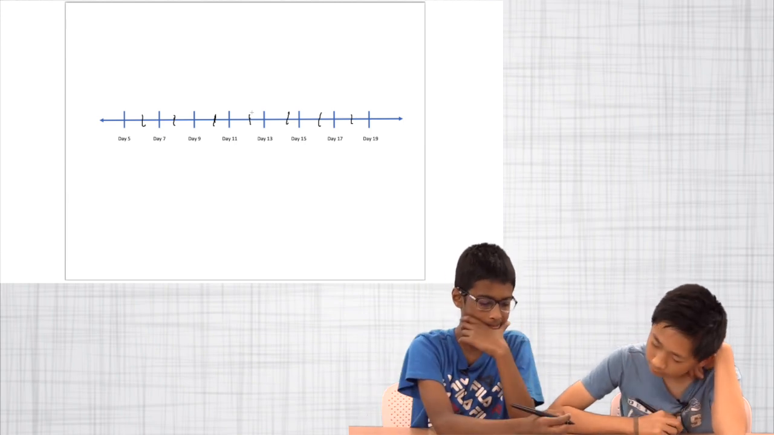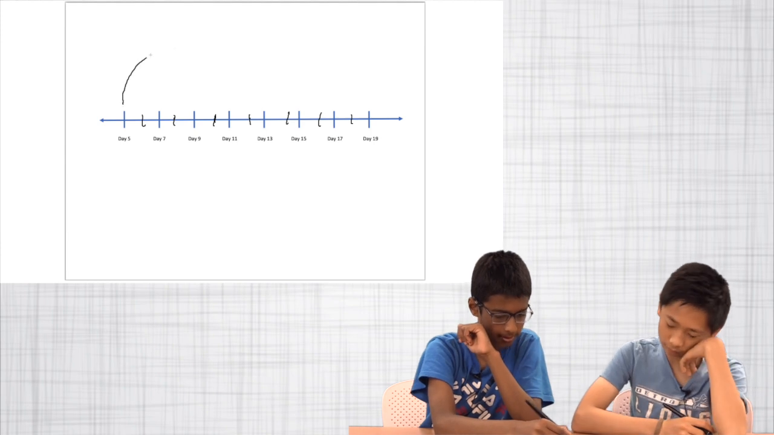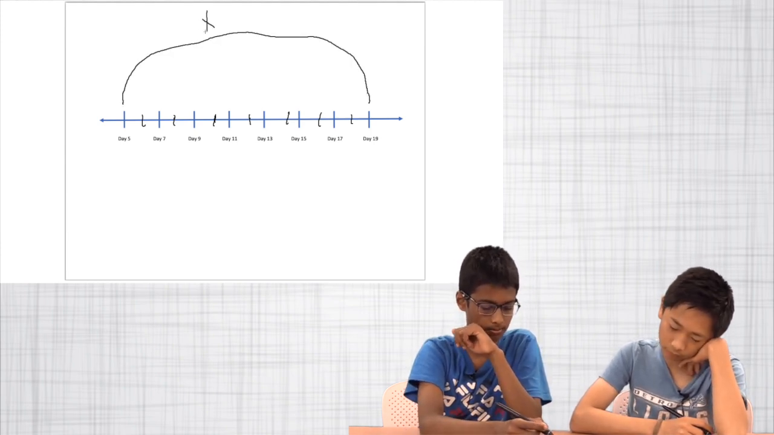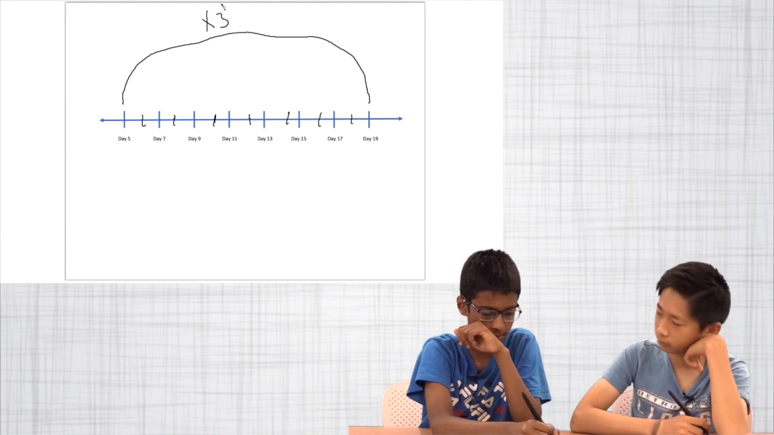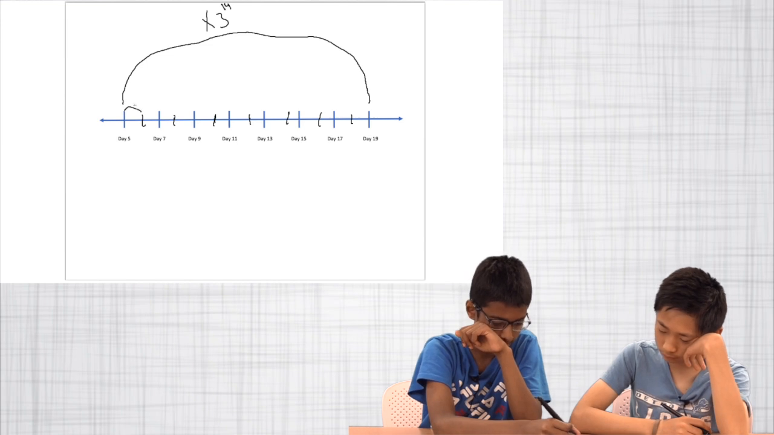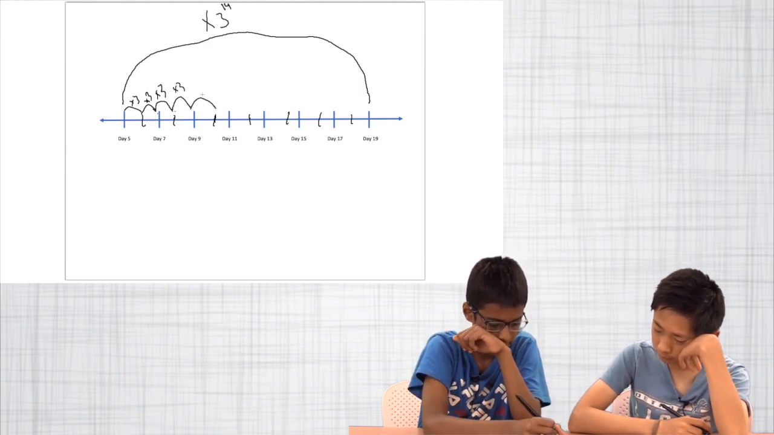Okay. So this all the way to here is times 3 to the 14. And we get that because there's times 3 each day. And we have 14 days.